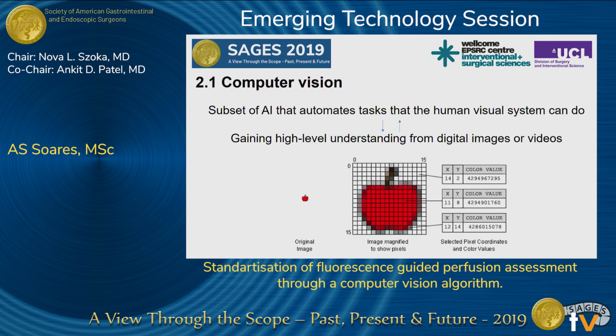How do we want to adjust for surgeon variability? We're going to use computer vision. This is the subset of AI that automates tasks that the human visual system can do. This is done by gaining high-level understanding from digital images. You can see this small apple, which is magnified here. We can see the picture elements, or pixels. Each pixel represents a specific set of numbers, which in this case is the XY coordinates and the color value in a specific color space, in this case RGB. This is what the computer uses as inputs in order to generate the prediction model.